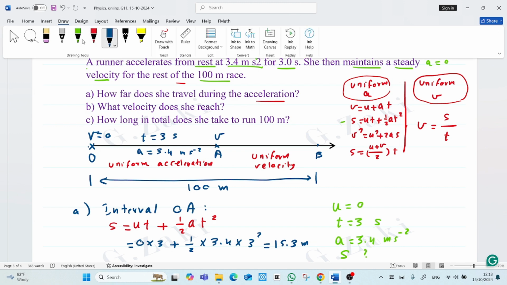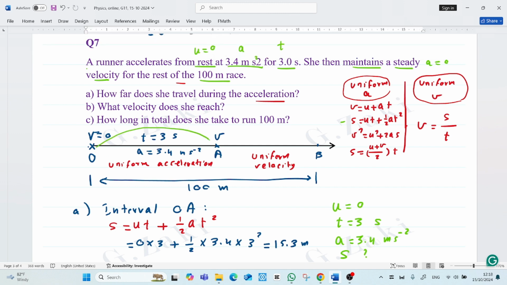Then in the first part, OA, she traveled 15.3 meters. Then we can get the rest. The total is 100, so the rest is 100 minus 15.3, which is 84.7 meters.